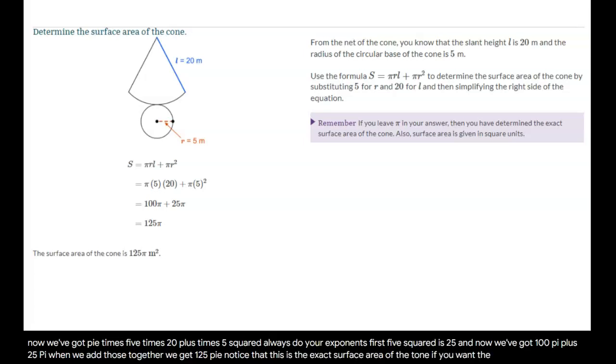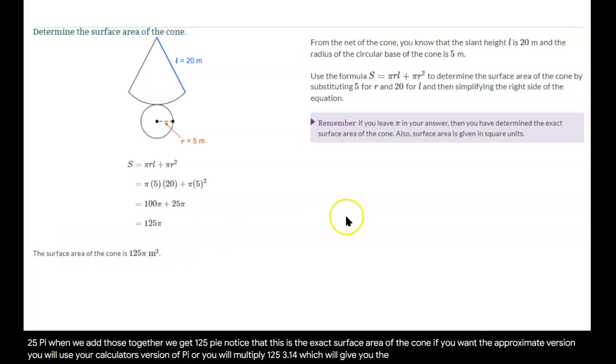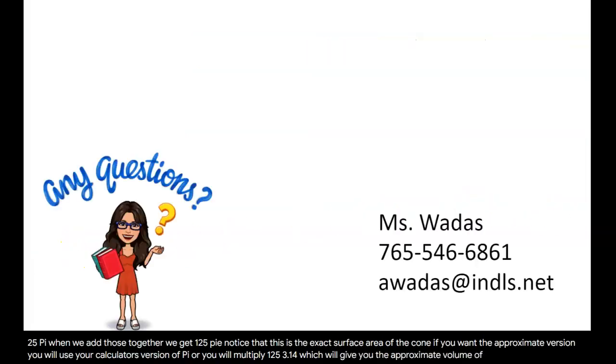If you want the approximate version, you will use your calculator's version of pi, or you will multiply 125 times 3.14, which will give you the approximate surface area of the cone.